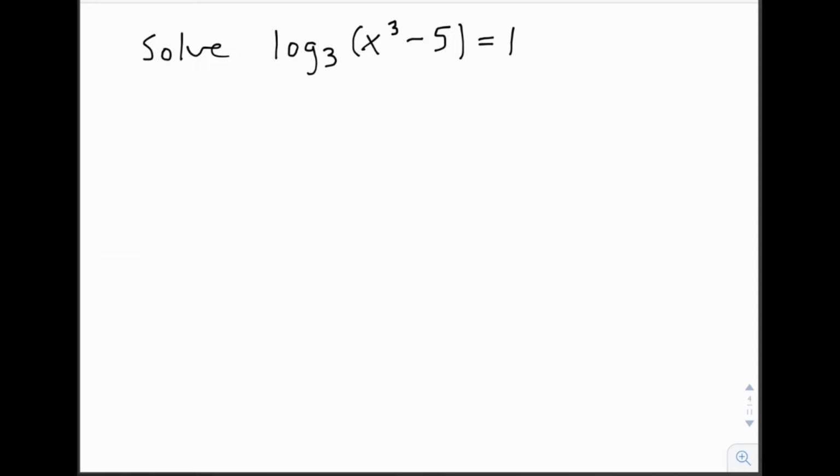All right, so let's look at another example here. So we have a log base 3 of x to the third minus 5, and that is equal to 1.